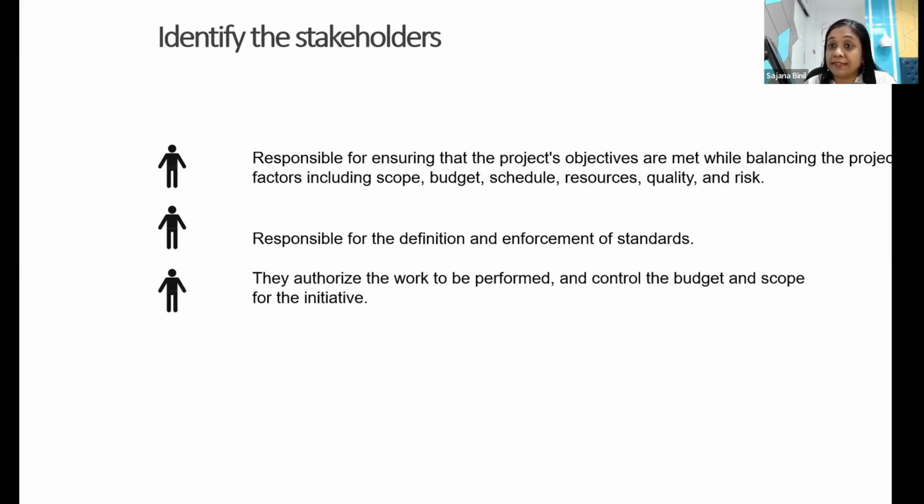Next stakeholder. Now, this is the confusing part. Who is the stakeholder who authorizes the work to be performed and controls the budget and scope? Good job. It is the sponsor. The keyword that you should look for in the exam, take a note of this: whenever they ask you to identify someone who authorizes the work, it is a sponsor. Who is the sponsor? The sponsor is the guy who pumps in the funds.